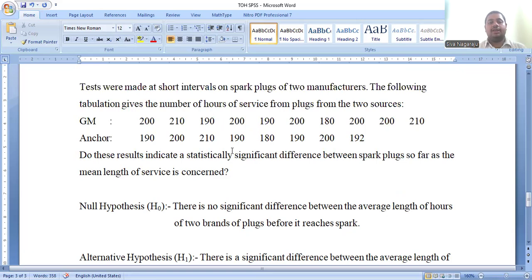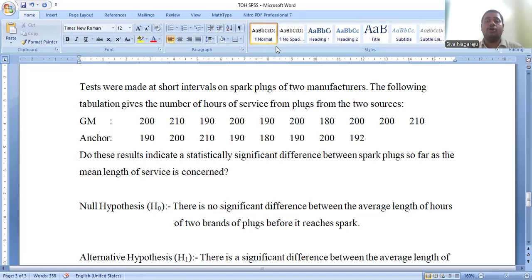And here in the question you observe that we have taken the sample size under the GM as 10 samples. Similarly, under the Anchor, we have taken only 9 samples. There is no need that you should have equal sample sizes for testing the difference between the means. Not required. But in the paired test, both the samples are supposed to be equal. Okay, good. Now, how will this be analyzed using SPSS?